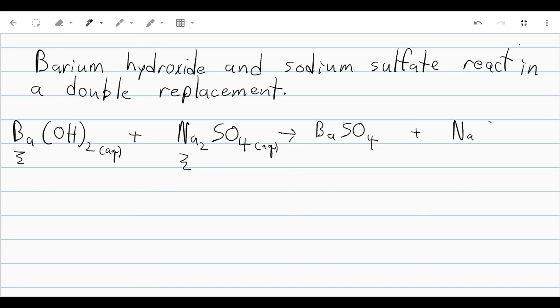Now you'll notice I haven't written the states on these and I've left a little bit of space for them. What I need to do now is consult my solubility chart and see which of these two is going to be solid. So on my solubility chart, I have a soluble row and I have a non-soluble row.